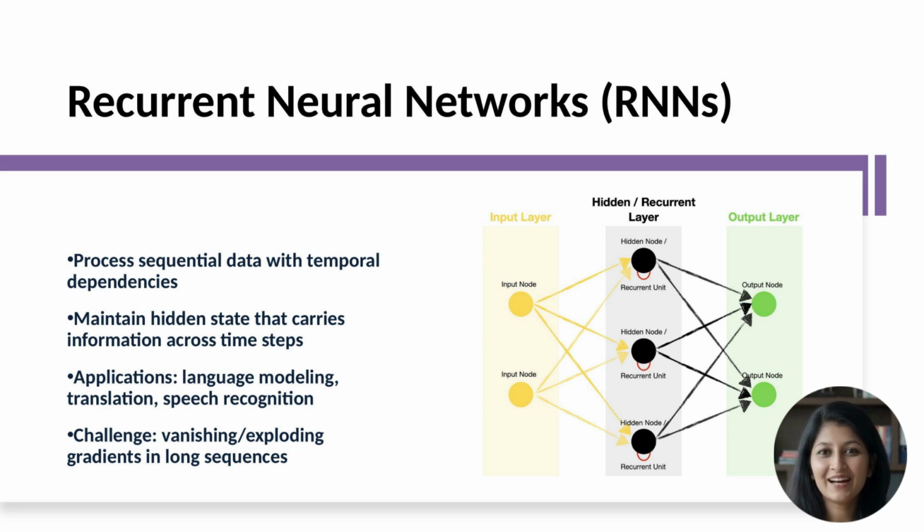The challenge with basic RNNs is vanishing and exploding gradients. When backpropagating through many time steps, gradients can become very small, vanishing, or very large, exploding. Vanishing gradients mean the network can't learn long-term dependencies. Information from 50 words ago gets lost. Exploding gradients cause training instability. This is why we developed more sophisticated architectures like LSTMs.